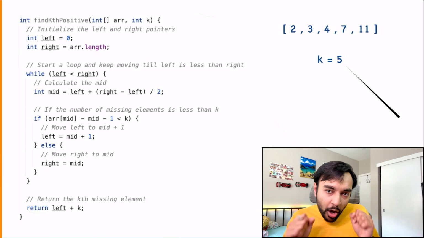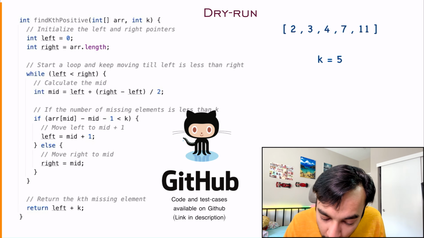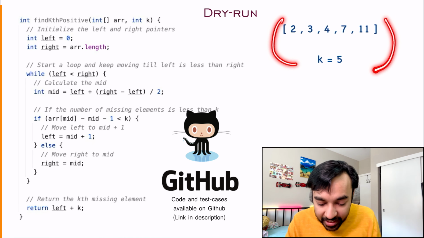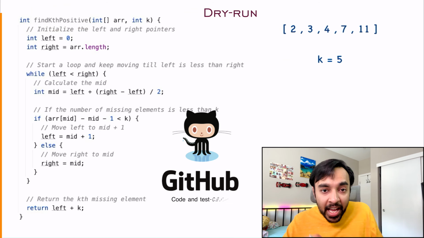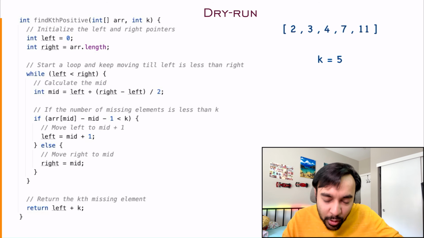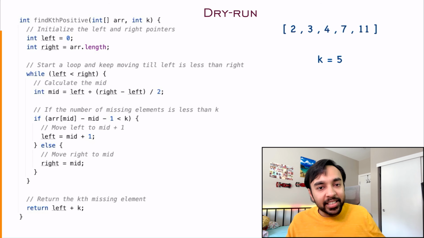Now, if all of this is clear to you, writing the code for this is very, very simple. On the left, I have the exact code to implement this solution. And on the right, I have this sample array that is passed in as an input parameter to the function find kth positive. And notice that this code is really, really simple. It is just an implementation of the binary search algorithm.